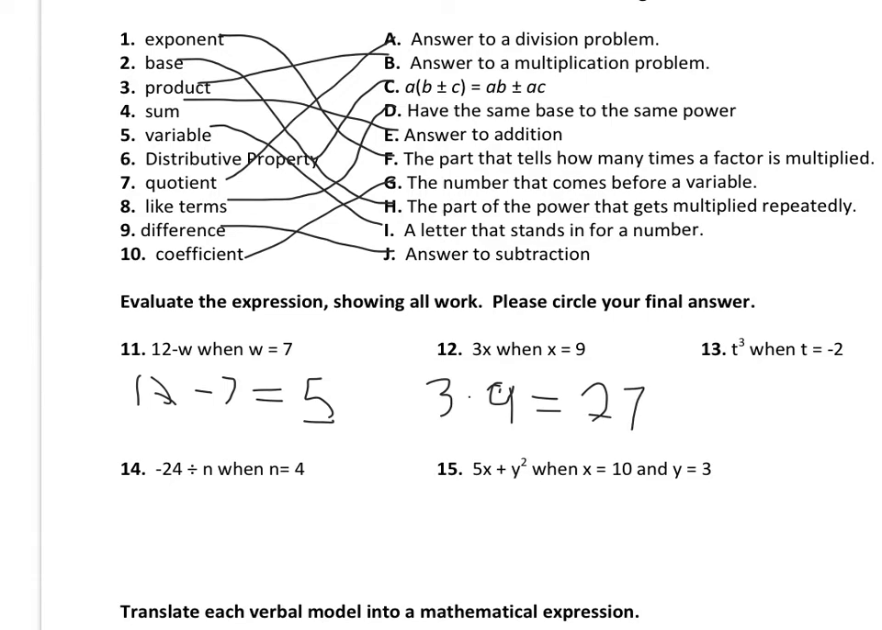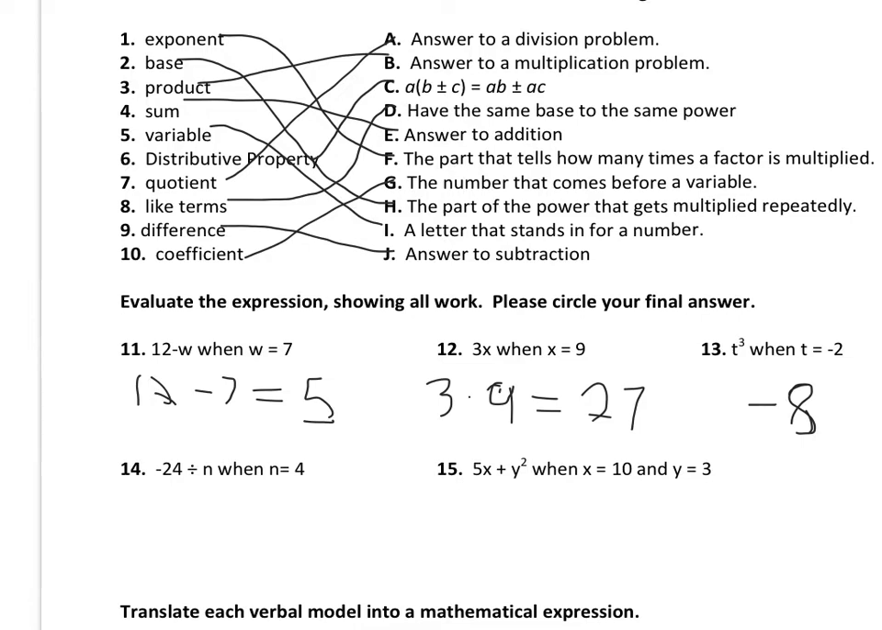Number 13, t to the third when t is equal to negative 2. So that's going to be a negative 2 times a negative 2 times a negative 2. Negative times a negative is a positive. Positive times a negative is going to be a negative. 2 times 2 is 4. 4 times 2 is 8.